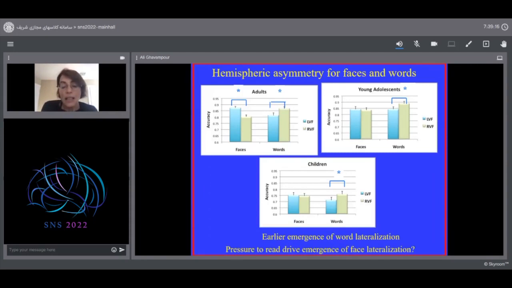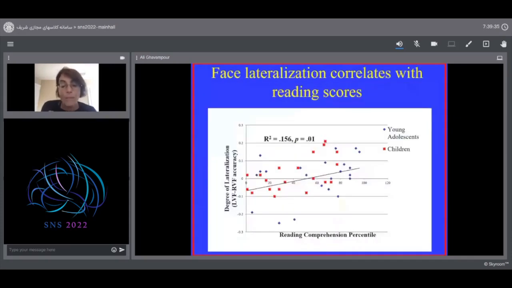These findings suggest that there may be an earlier emergence of word lateralization, as I have already postulated, and that it is this earlier emergence, this pressure to read, that drives the subsequent emergence of face lateralization. If we look at the next slide, I am showing you here the reading abilities of the young adolescents and the children from the study.